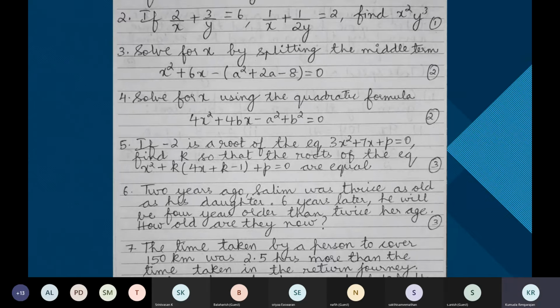Yes, is it over? Have you got the equations? Ma'am, Salim's age is 38 years and daughter's age is 14 years. Very good. Who is this? Ma'am, Priya. Very good, Priya.